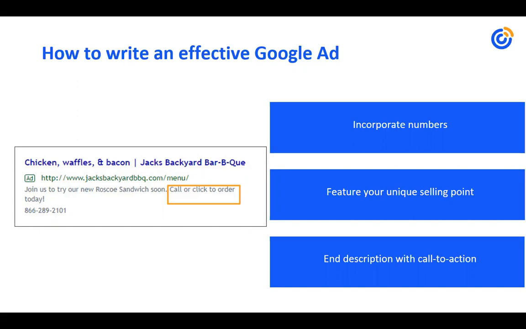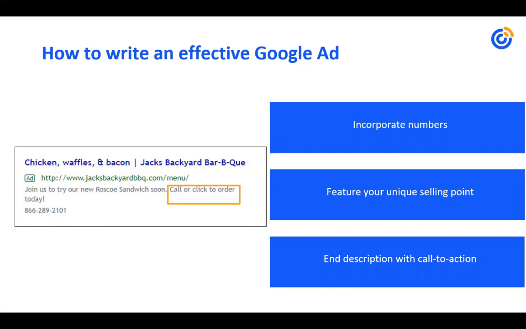Your headline must be 30 characters or less, and the description must be 80 characters or less. So the real trick comes when you're trying to write effective copy and fit it all in. So don't rush through this part. Spend some time on it so you can make sure it's right for you and your audience.